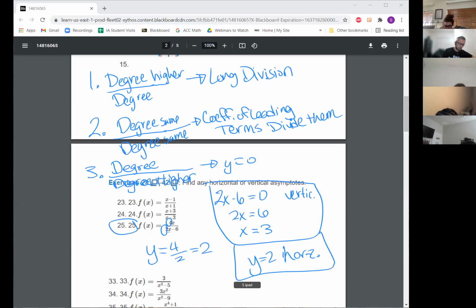Yeah, we don't do long division or slant asymptotes in this class. So if it's higher on top than it is on bottom, then that's pretty much it. We're just going to assume that there's no asymptote. If you just tell me there's none. Yeah. So this would mean no horizontal asymptote.